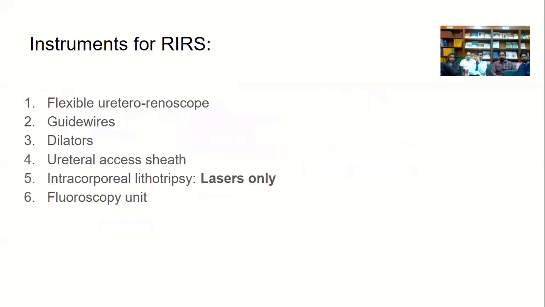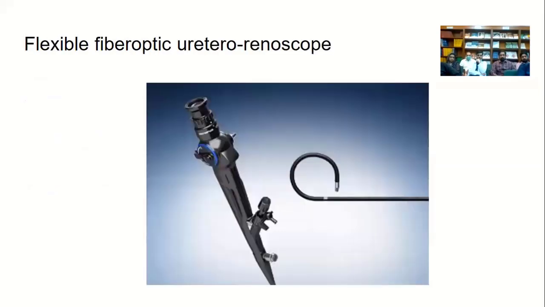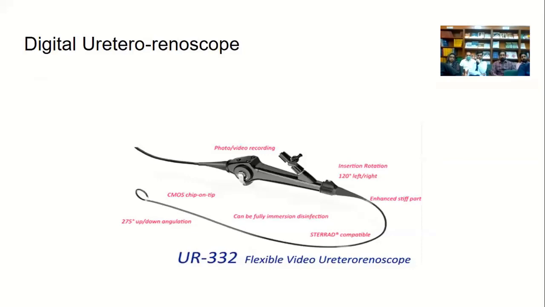Instruments which are used for retrograde intrarenal surgery are the flexible ureterorenoscope, guide wire, dilator, ureter access sheath, intracorporeal lithotripsy, which is only laser in this case, and fluoroscopic unit. This is the flexible fiber optic ureterorenoscope which is used. This is a digital ureterorenoscope in which the light source is present in the tip. Sometimes we can also place a chip in it which can record video at the same time. This is the tip of the digital ureteroscope.